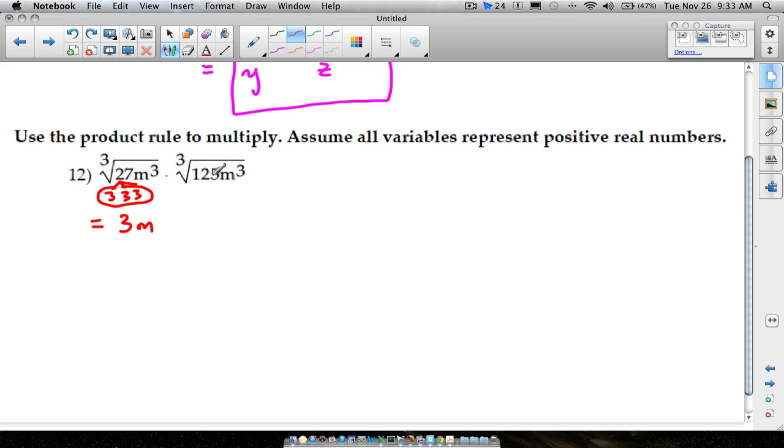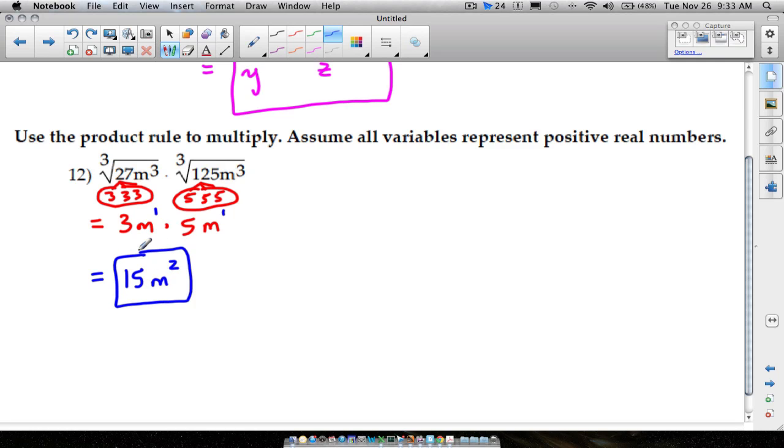And the same thing is going to happen to this house as well. The cube root of 125, if we take 5 times 5 times 5, we can pull out that group of 5s. So there's that 5, that one group of 5s that we're pulling out. And the cube root of m cubed is going to be m. Notice we have no houses left over, so we take 3 times 5, we get 15, m times m, don't forget to add those understood ones, so we have m squared. That's our final answer right there.